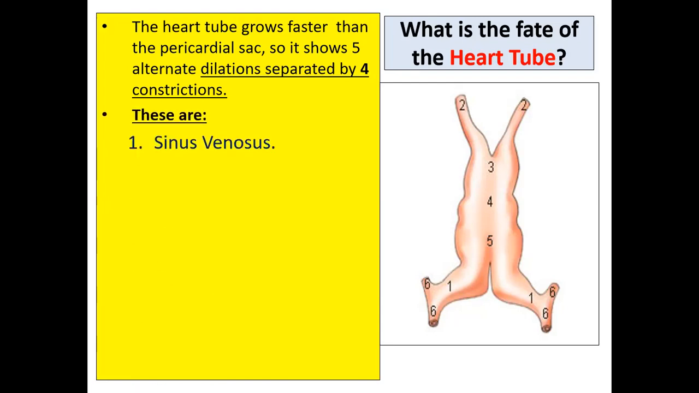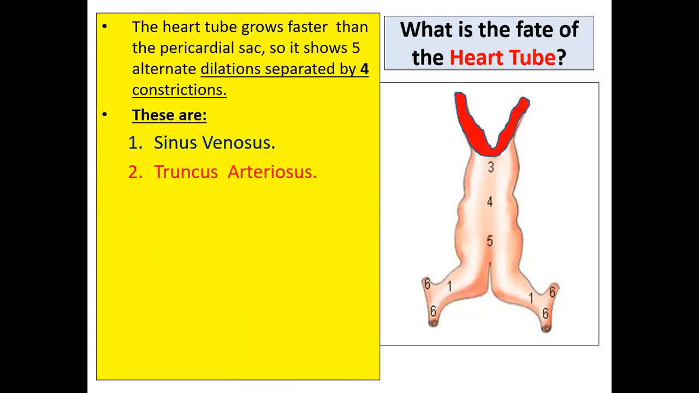So the sinus venosus is number 1. They are called sinus venosus. Be very careful and see that the sinus venosus is on the lower part, and the atrium is on the upper part. You see how the heart is going to rotate. So those are the sinus venosus.